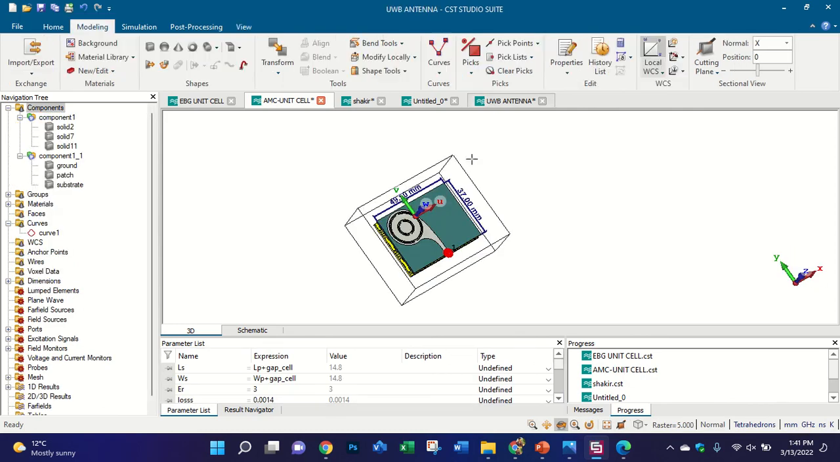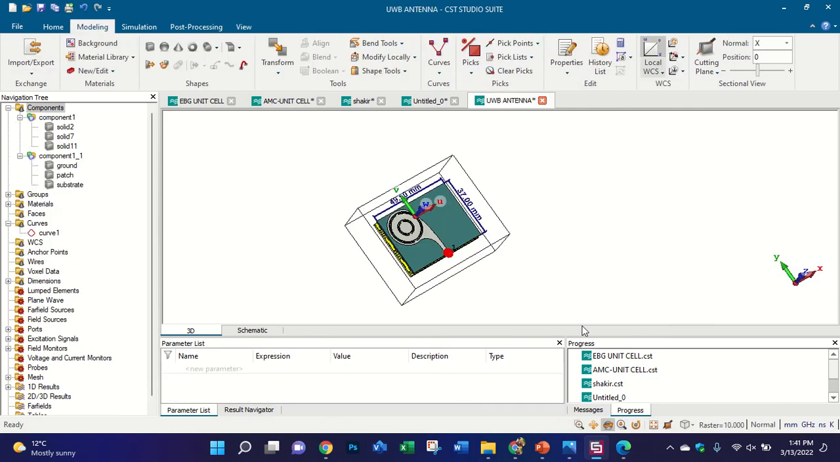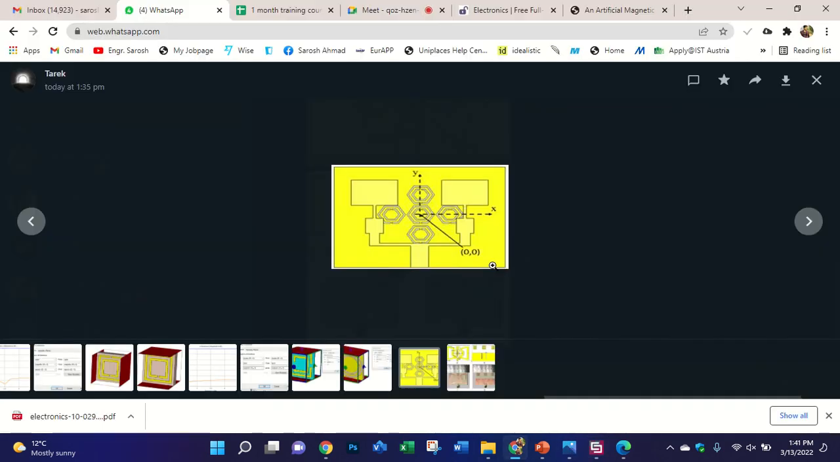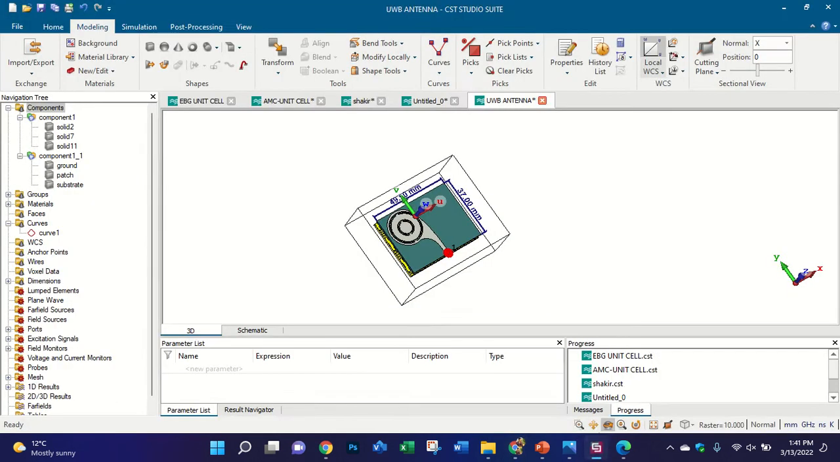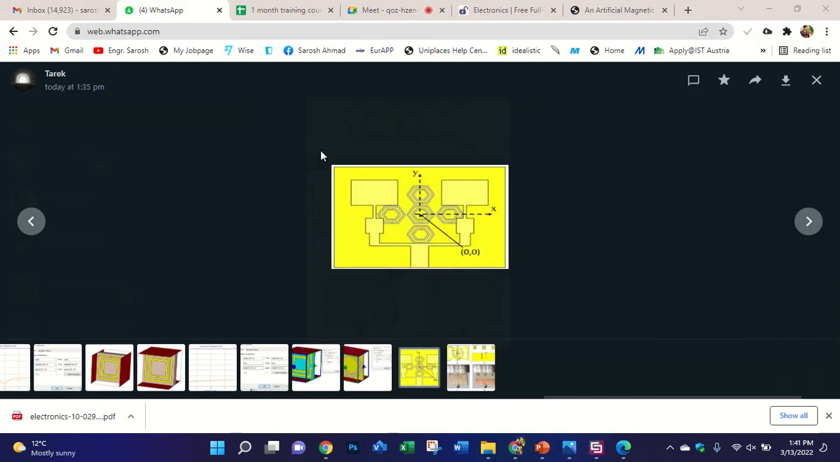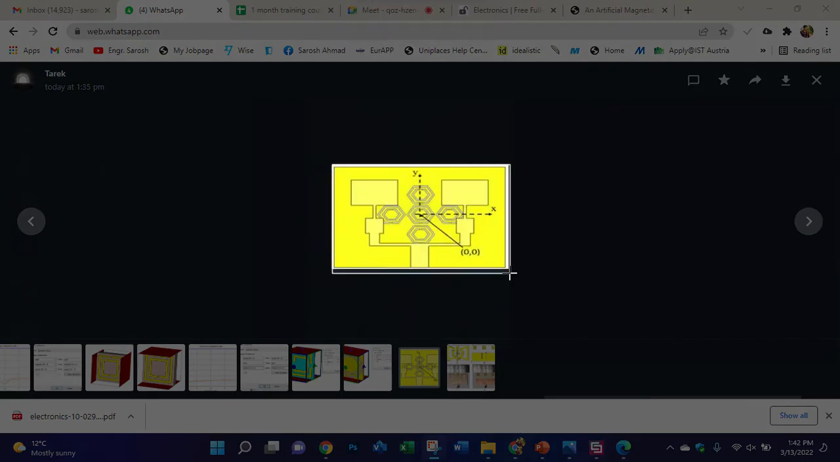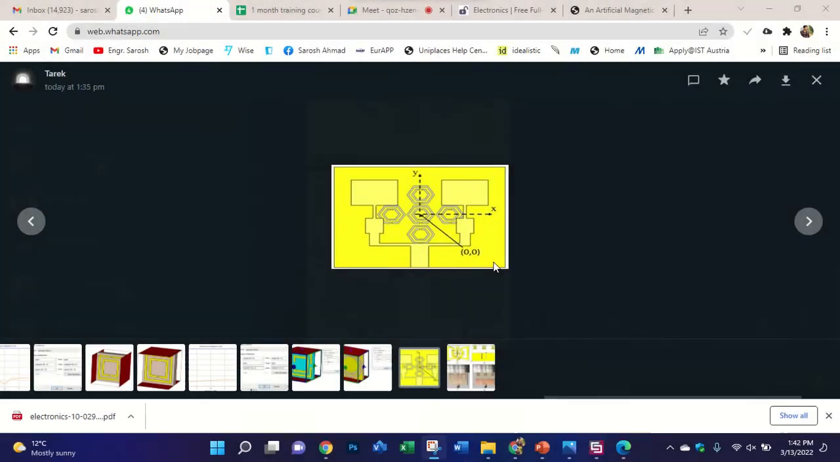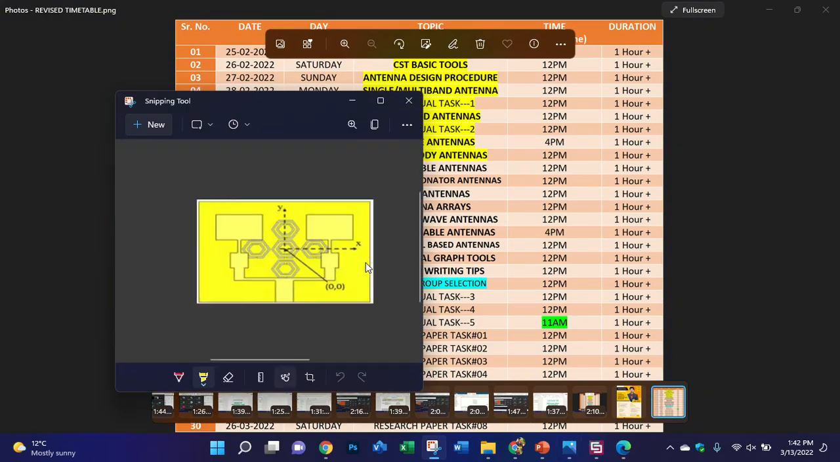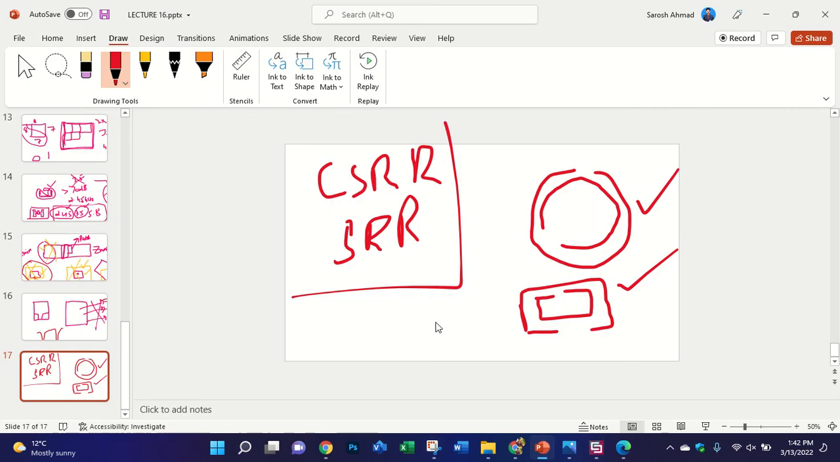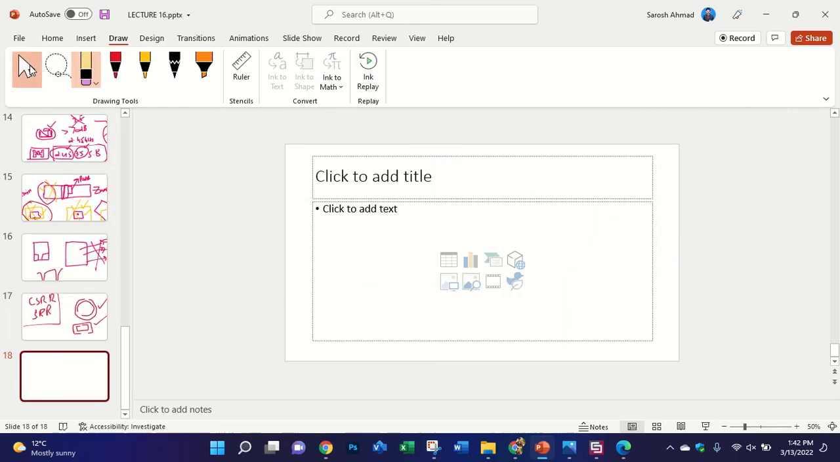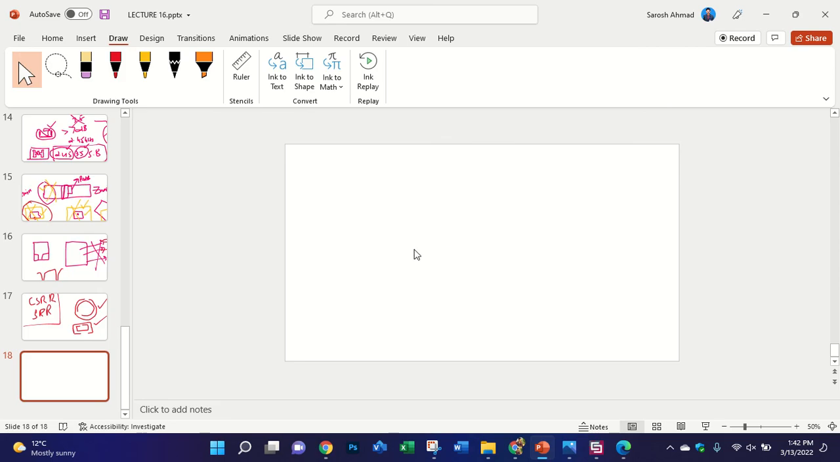When can we say this is a metamaterial? Let me take a snip of this picture, because the definition of a metamaterial is to get epsilon and mu negative. This is not a metamaterial. They are just calling it metamaterial because of the SRR technique.